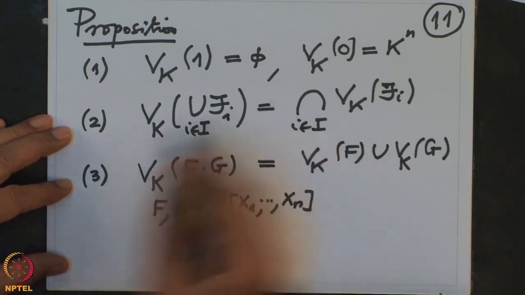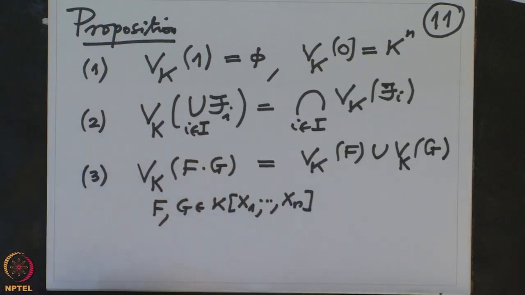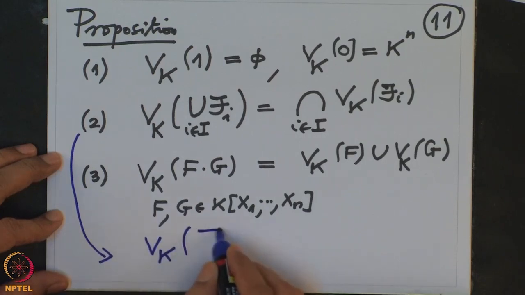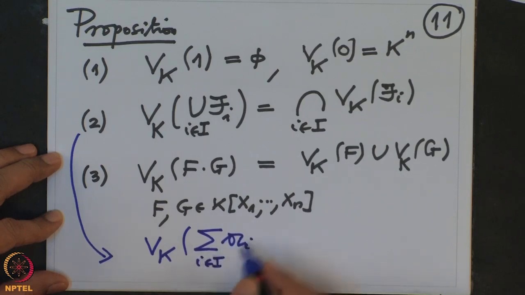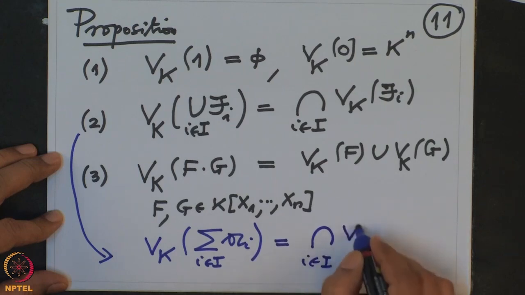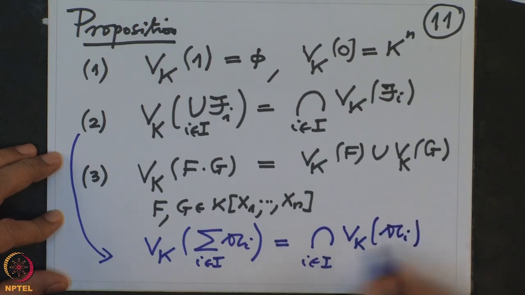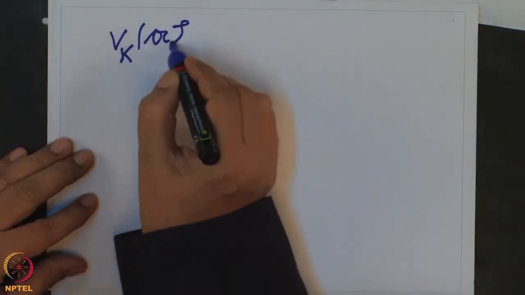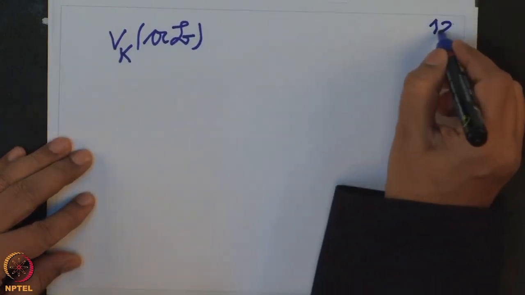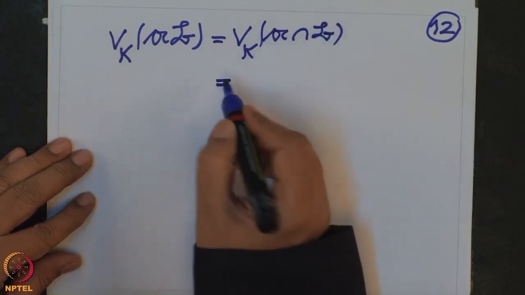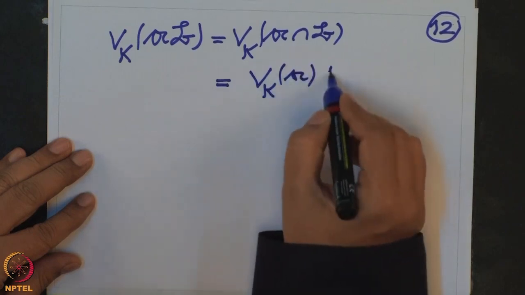You can state this more generally for ideals. What will be the corresponding statements for the ideals? I will write in the blue color. So this one is for the ideals. Vk of the sum ideal, where Ai are an arbitrary family of ideals indexed by I, is the same thing as the intersection over i in I of Vk of Ai, because this means all polynomials vanish, and therefore this. The third one for ideals becomes Vk of the product ideal. If I have two ideals A and B, Vk of the product ideal is the same as Vk of the intersection ideal. It is also the same thing as the union of these two, Vk A union Vk B.